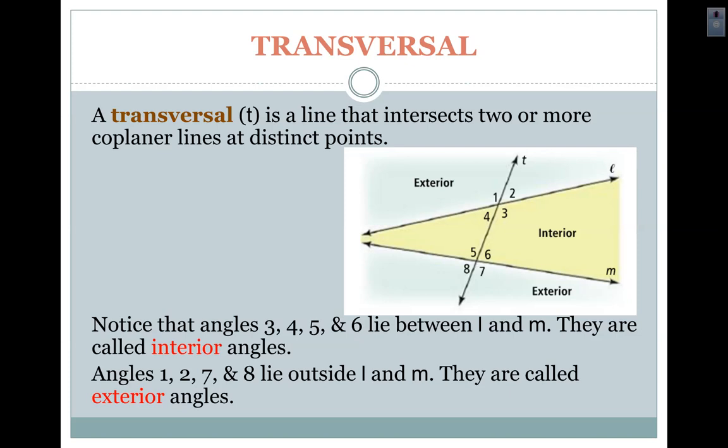So line T here is the transversal. Now, if you notice here, we've got line L and line M. Anything in between line L and line M we'll call the interior angles. Anything on the outside we'll call the exterior angles. So notice that 3, 4, 5, and 6 lie between L and M, so those are going to be our interior angles. Angles 1, 2, 7, and 8 lie outside lines L and M, and they are called our exterior angles.